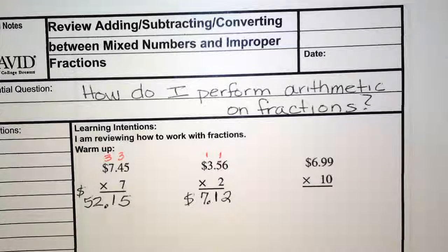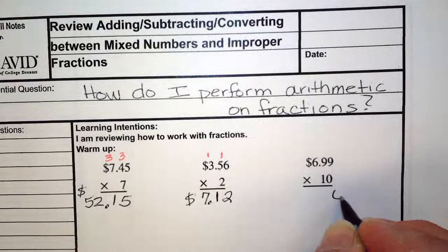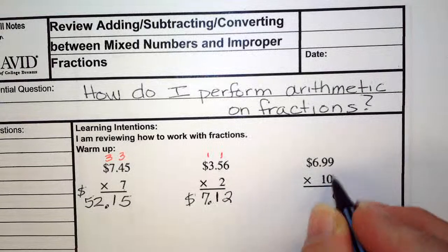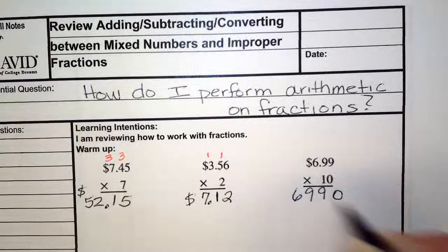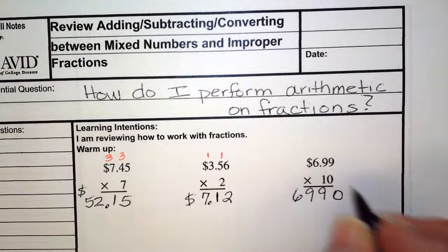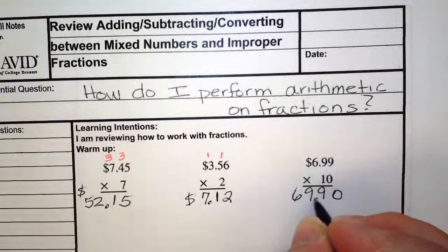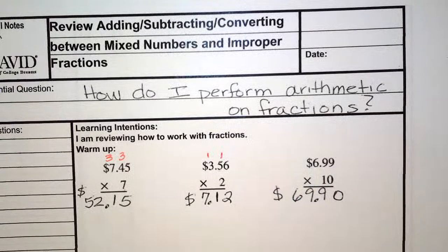For the last one, what happens when we multiply by 10? Well, first thing we have to do is to put a 0 as a placeholder, and then it becomes 996. When you multiply by 1, nothing changes. 2 decimals again, and my dollar sign. So when we multiply by 10, it's the same as just adding a 0 on the end.